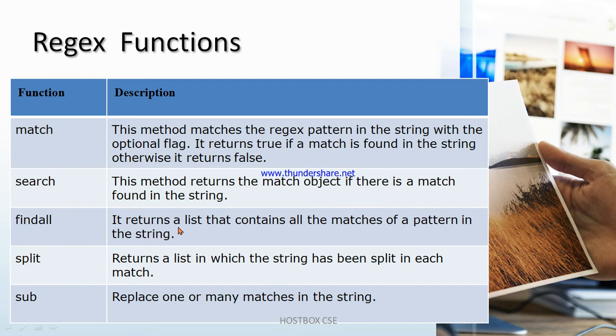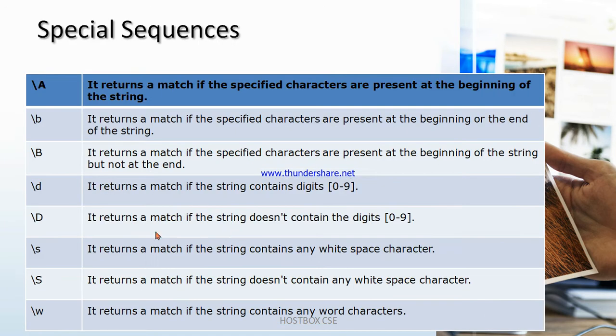The findall method returns a list that contains all the matches of a pattern in the string. We are going to see an example so you can get an idea and clearly understand. Wherever the information is there, it goes as many times as needed and prints it. Then split returns a list in which the string has been split at each match. And sub replaces one or more matches in the string. That is a plus point when compared to plain strings, where replacement is limited. Here it will replace one or many matches in the string.